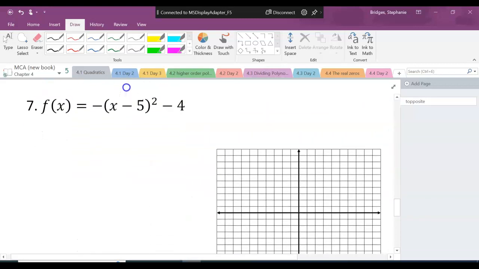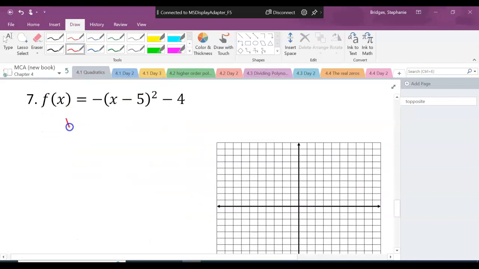What is my vertex for number 7? Yep. Okay, so I'm going to plot that point first. 1, 2, 3, 4, 5, 4. All right, what x values are directly to the right of 5? 6 and 7. What about to the left? 4 and 3. Now, I want to do the plugging in because some people are having issues.